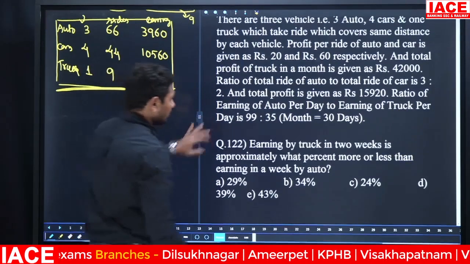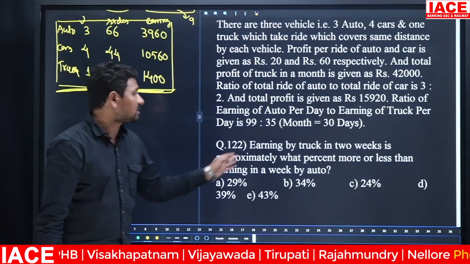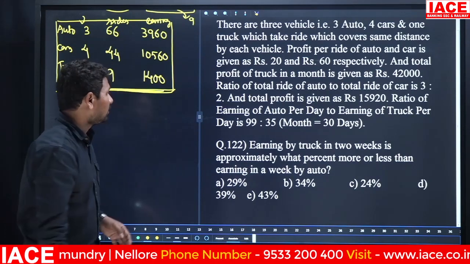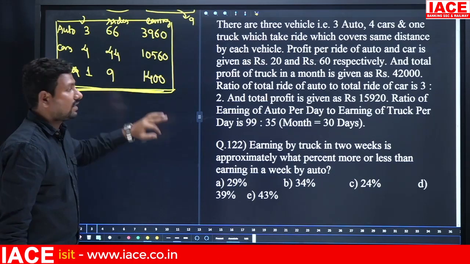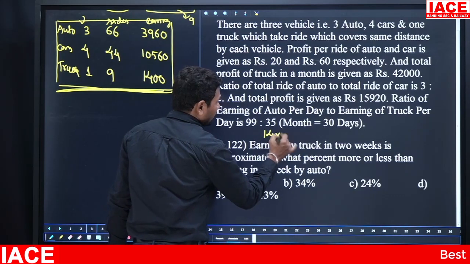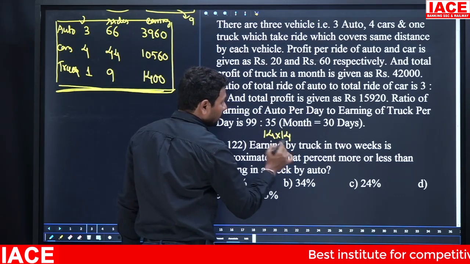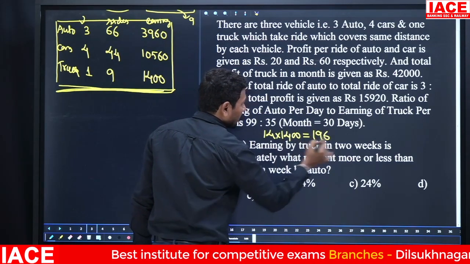Let's check the next one. Earning by truck in 2 weeks. In 2 weeks is approximately what percentage more or less than the earning in a week by auto. Earning by truck in 2 weeks. Here the truck is 1400 in 2 weeks, 14 into 14. Every 1 week is 7 days, so 2 weeks means 14 days. It is 1400, it is 14 into 14. It is equal to 19600.